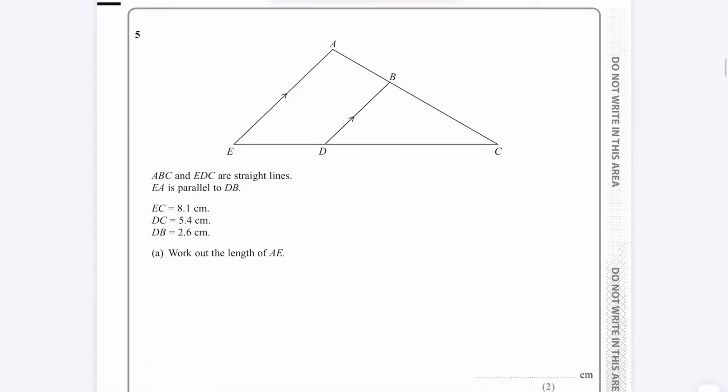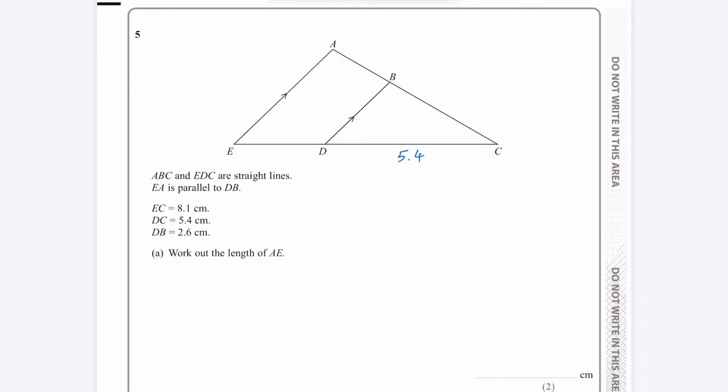Question 5. ABC and EDC are straight lines. EA and DB are parallel, and we can tell that because they've got arrows on the line. Now we'll start labeling what they've given us. It's saying EC is 8.1, so let's write that on. E to C, well, let's not draw that one on, that one's the full length across. Let's see what else they've given us. D to C is 5.4, okay, let's write that one down.